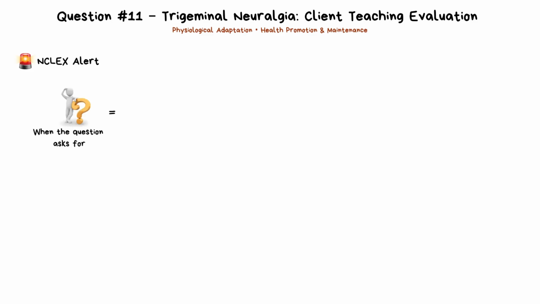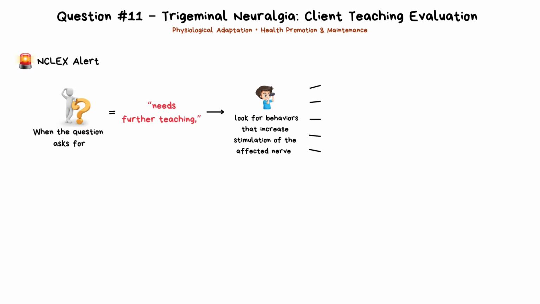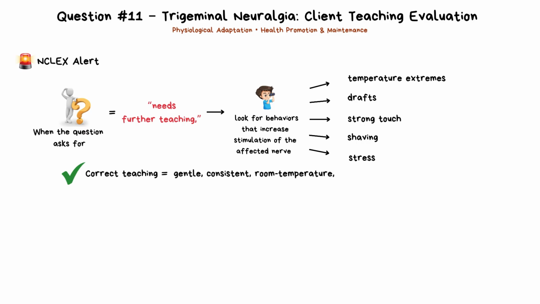Here's your NCLEX alert. When a question asks for needs further teaching, always look for behaviors that increase nerve stimulation, like exposure to temperature extremes, drafts, stress, shaving, or vigorous touch. Correct teaching follows one principle: gentle, consistent, room temperature care.